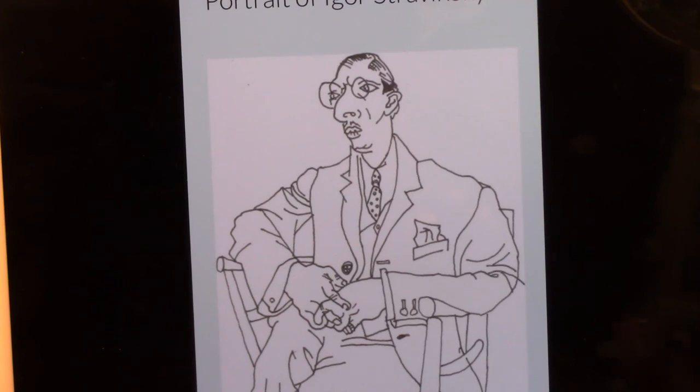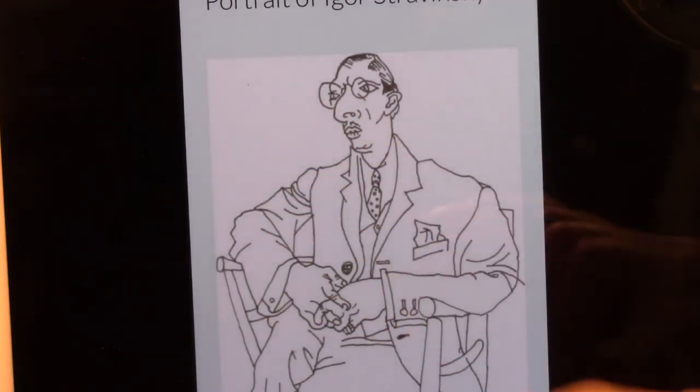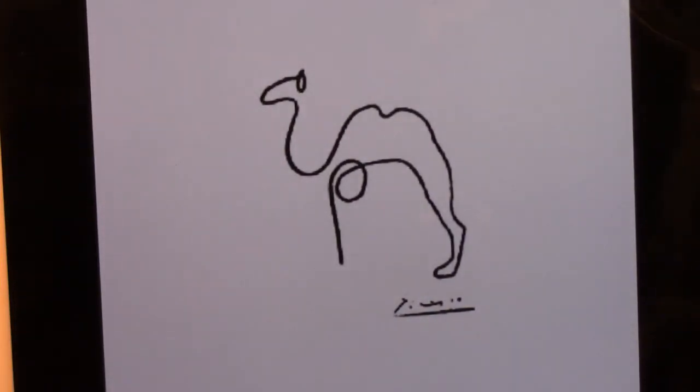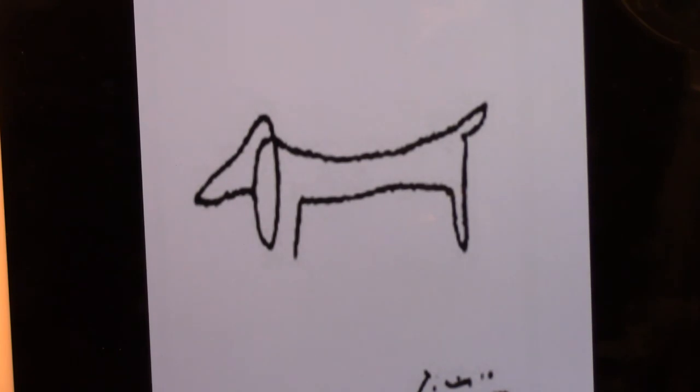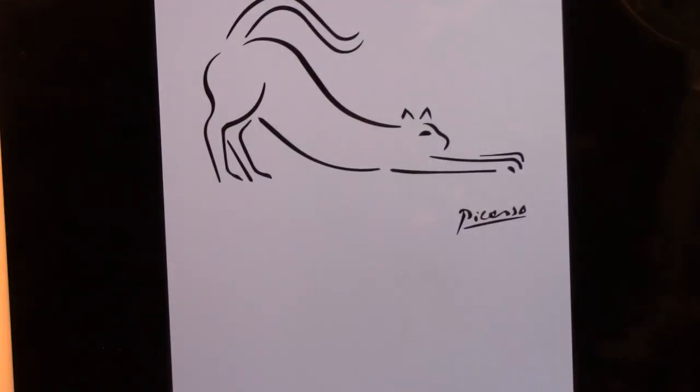He did not. He did pick up his pen or whatever he used, and he did pick it up. But there are some things that he did do with one line. For instance, let's see if you can guess what animal this was. You're right, it's a camel. And what about the next one? Correct, a dachshund. And this one?